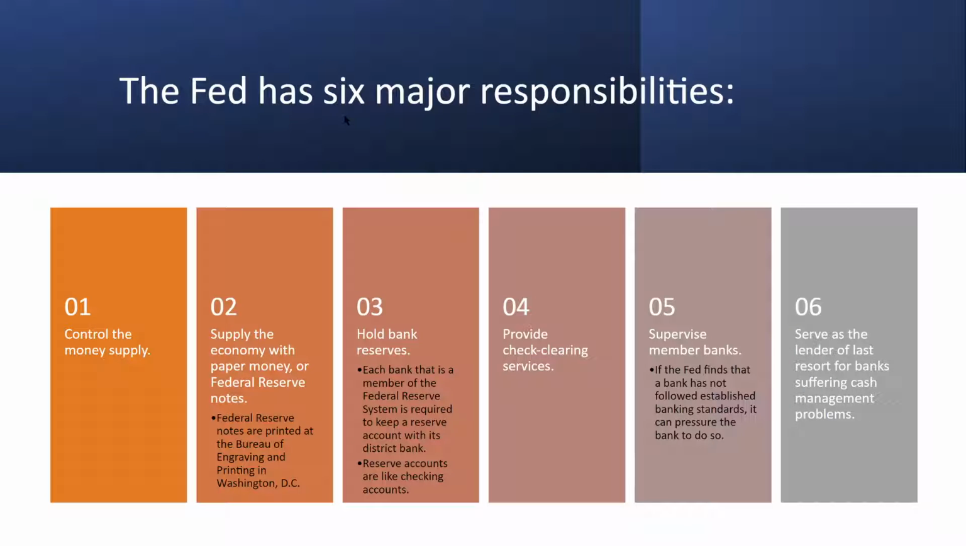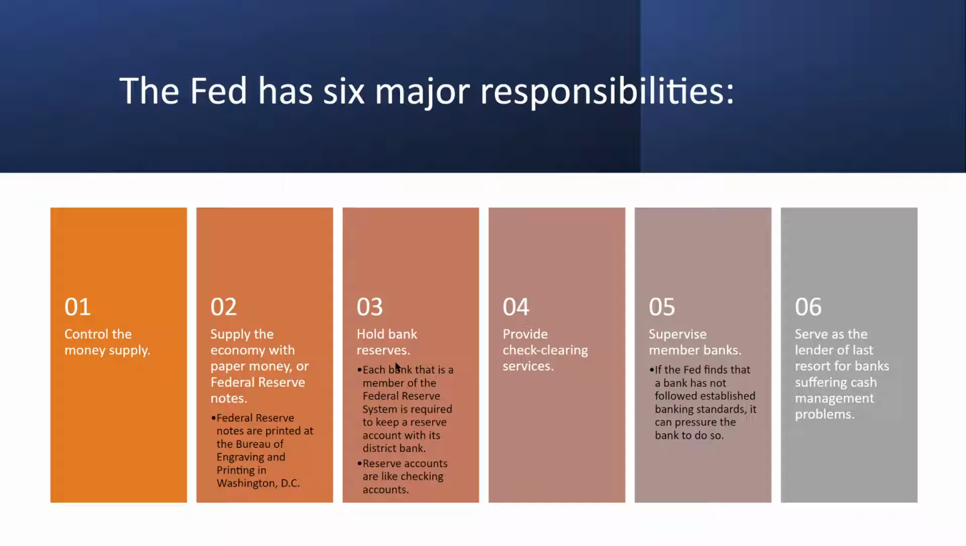The Fed has 6 major responsibilities. The first is that it controls the money supply, meaning it literally prints our money. Not our coins, but our paper money. It supplies the economy with paper money through what are called Federal Reserve Notes. So what do I mean by controls the money? We'll get to that, but it can pull money out and it can put money in. But it also literally prints the money, okay? So Federal Reserve Notes are printed at the Bureau of Engraving in Washington, D.C., and then distributed by the various Federal Reserve banks.